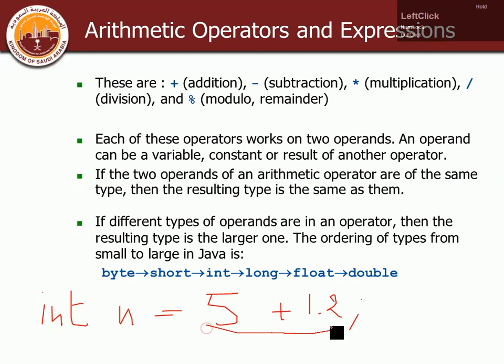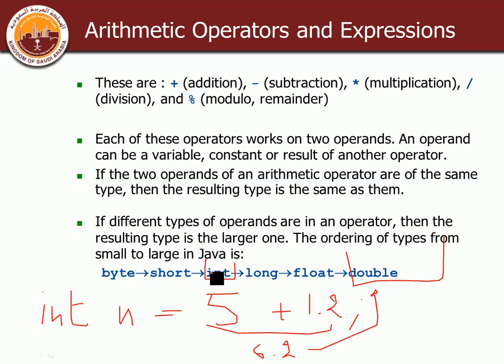The result of this is 6.2. What's the data type of this 6.2? This is a double. Can I put a double in an int? No. Int is smaller, double is big. Can I put something big in a small box? It's going to overflow. I cannot just pour something that is big into something small. But I can put something small in a big one. So this is not okay.